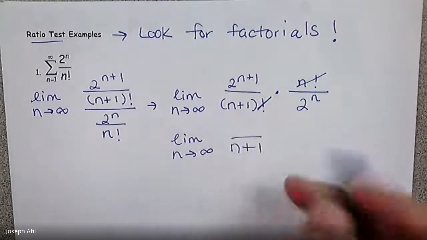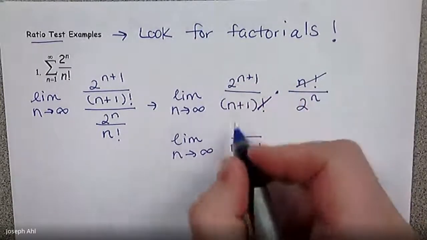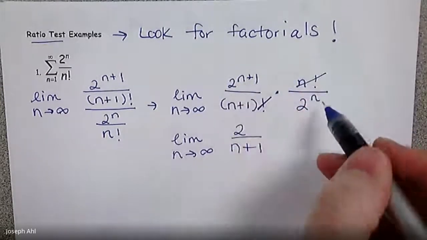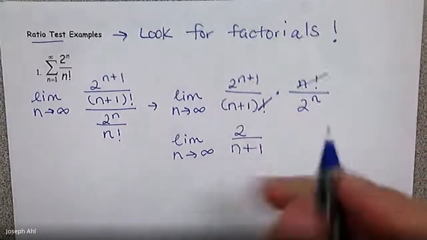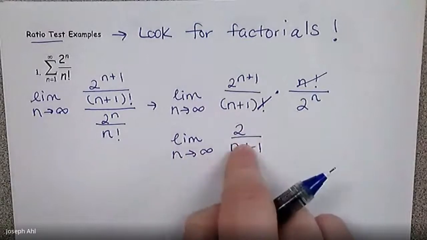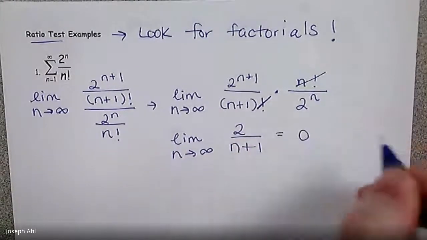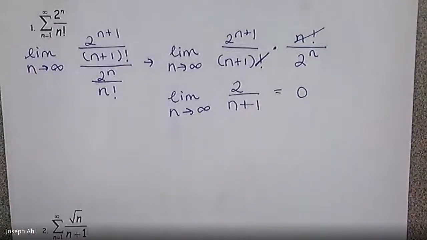And in terms of the other parts here, when I divide those base 2's, we subtract the exponents. So n plus 1 minus n is now 2 to the first, or just 2. Since this reduces in this fashion, we're now left with the limit as n goes to infinity of 2 over n plus 1. Well, it's bottom heavy, so therefore the limit as n goes to infinity is 0.